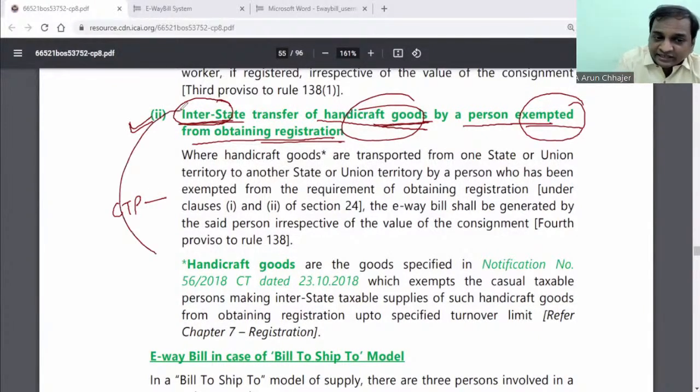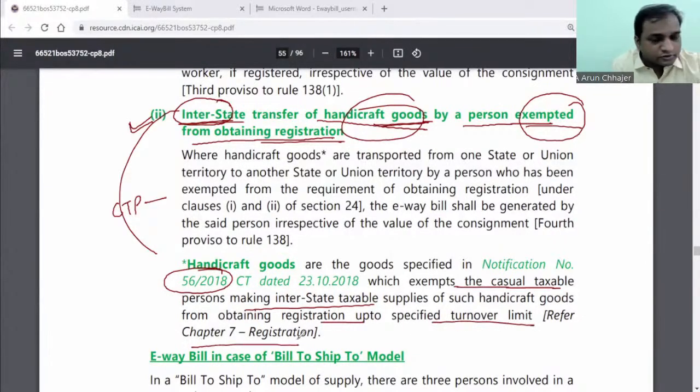What is the meaning of handicraft goods? You can even remember the notification number, which exempts the casual taxable person making interstate taxable supply of such handicraft goods from obtaining registration up to the specified turnover. We have already discussed this, so I am not covering this point again.